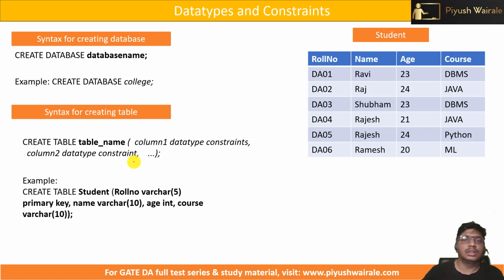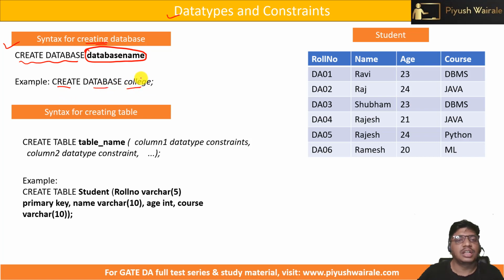Before discussing these data types and constraints using SQL, first we need to create a database and the tables, right? The syntax for creating a database is CREATE DATABASE, and here we have to put a database name. Whatever database name we want, we can keep. For example, I want to create a college database, so the syntax is CREATE DATABASE college.